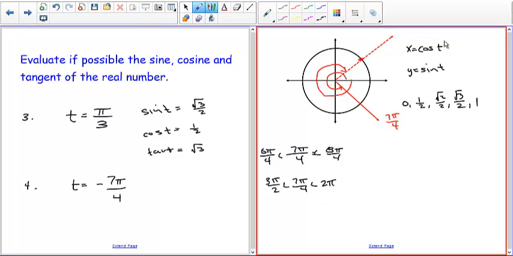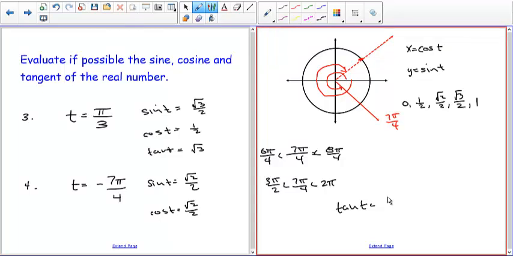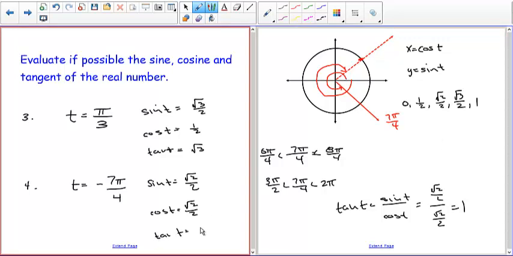Once I've drawn that, now it's a piece of cake because these quarter points are the square root of 2 over 2 for both of them. You go over here and you get the same value. So we know that the sine of t is equal to the square root of 2 over 2, because we're here, positive. Cosine of t is square root of 2 over 2. And then the tangent of t is the sine of t divided by the cosine of t. And since they're the same, the ratio is 1. So the tangent of t is equal to 1.